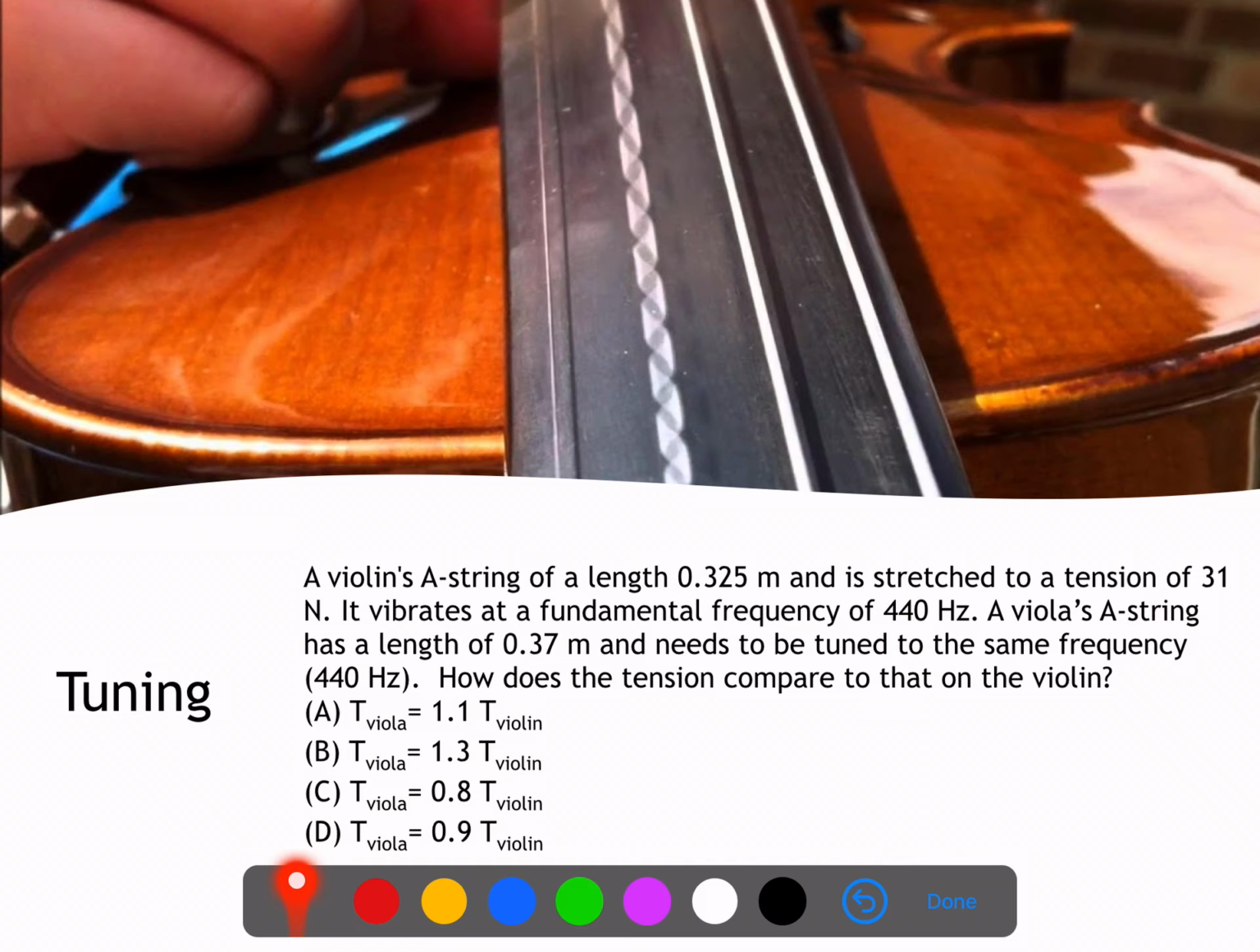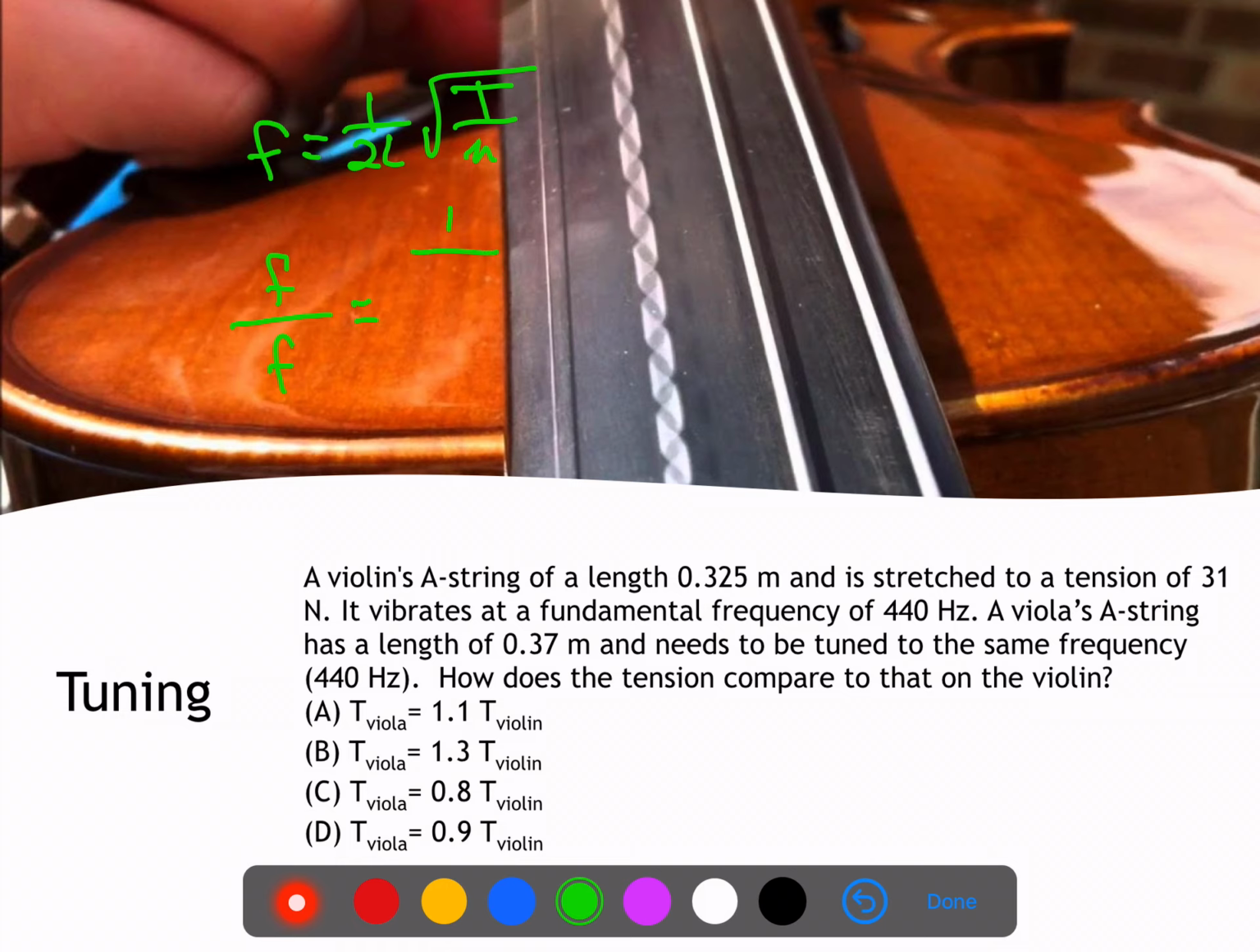Nevertheless, the viola is longer than the violin, and so we're going to have a different tension on the viola than on the violin in order to achieve the same pitch. So we want to compare what those tensions are relative to one another. Let's go back to this equation once again. I'm going to look at the ratio of the frequency on the violin to the frequency on the viola. This ratio is going to turn out to be 1 because they are the same, but I'm basically going to take this equation and divide one by the other.